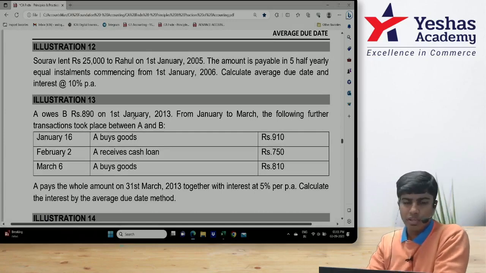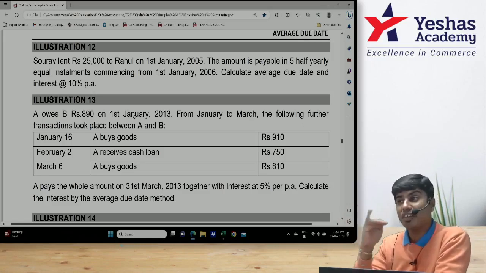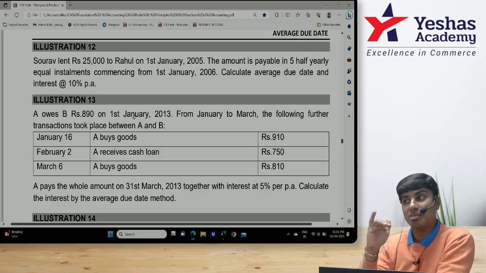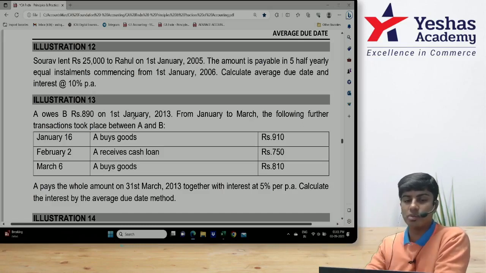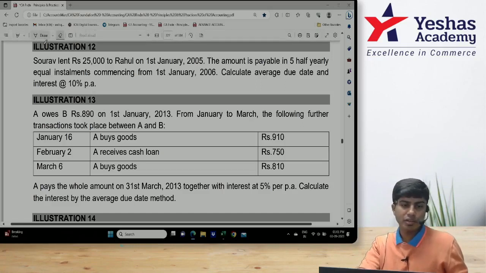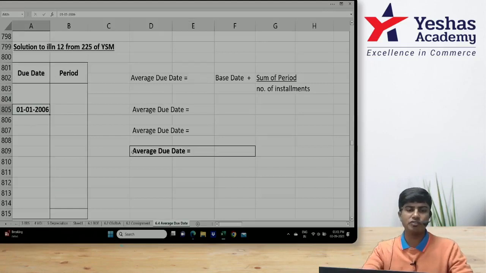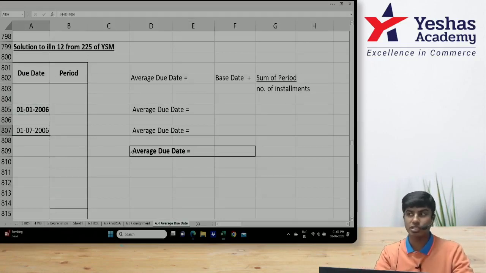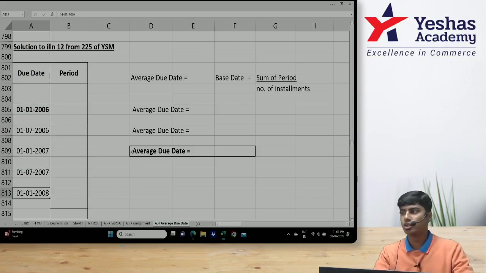Saurav lent rupees 25,000 to Rahul on 1st of January 2005. The amount is payable in 5 half yearly, half yearly means every 6 months, equal installments commencing from 1st January 2006. Listen, I will take 1st of January 2006, half yearly is 1st of July 2006, 1st of January 2007, 1st of July 2007, 1st of January 2008.